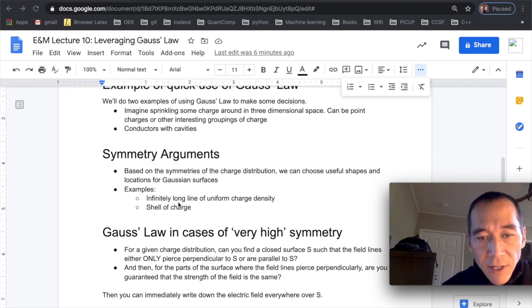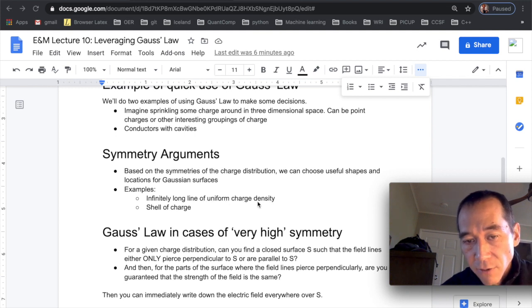Imagine an infinitely long line of uniform charge density. So this object itself would require a space that's infinitely large. And if you think about it, if we have charge that's the same everywhere along the line and the line is infinitely long, we're talking about an infinite amount of electric charge along this thing.